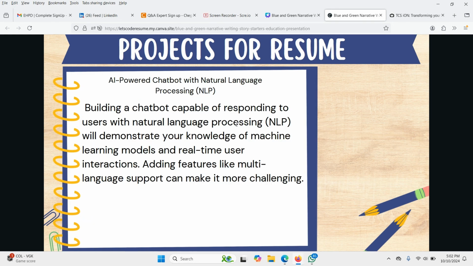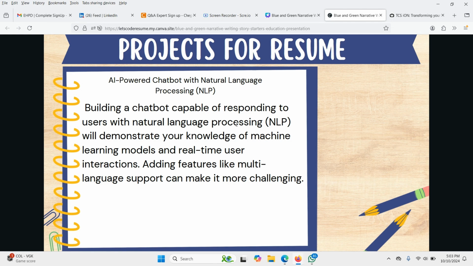Next project is the AI-powered chatbot with natural language processing. Currently, AI is growing a lot, and AI projects are in high demand. Recruiters want developers to know about AI, how to work with AI, how to be well versed with AI, and how to use AI in practical skills and practical coding.